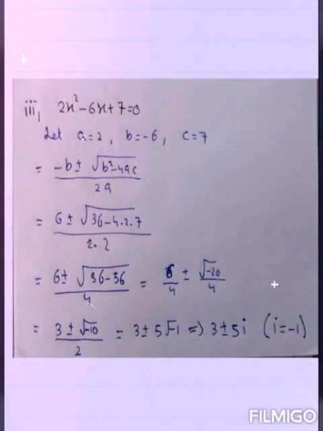2 2s are and 2 3s are will be cancelling, and 2 2s are and 2 10s are. So 3 plus or minus root over minus 10 by 2 is equal to 3 plus or minus 5 root minus 1, and we can write minus 1 as i. So we get the final answer 3 plus or minus 5i.